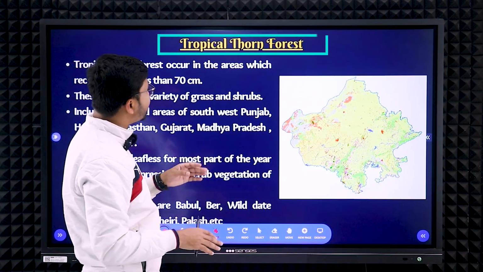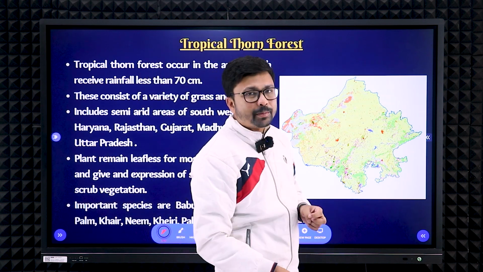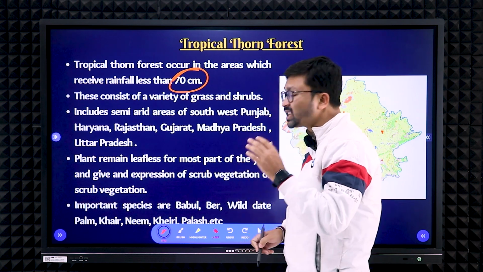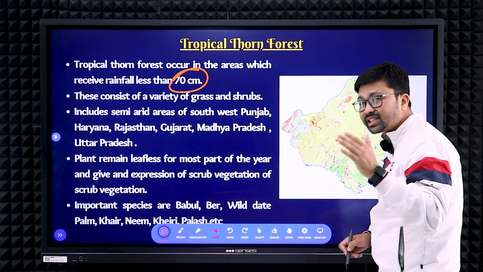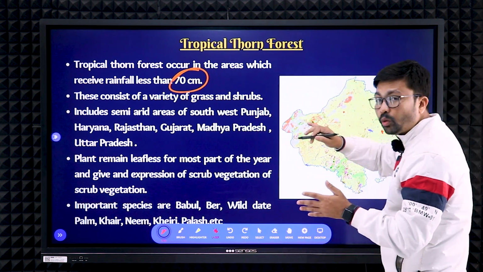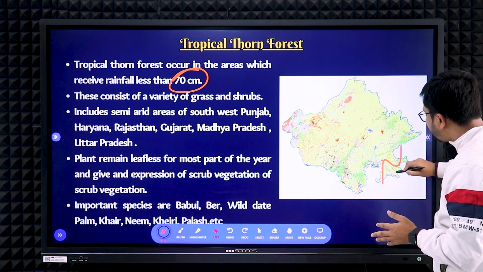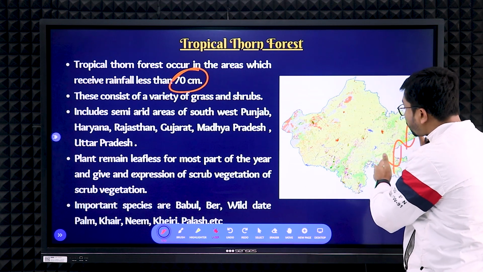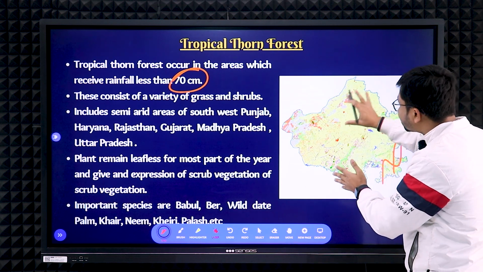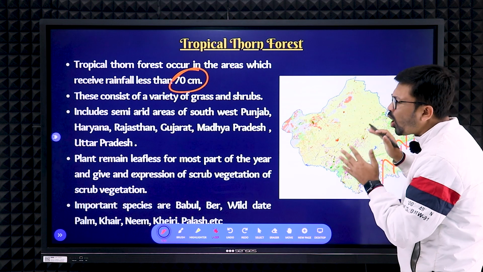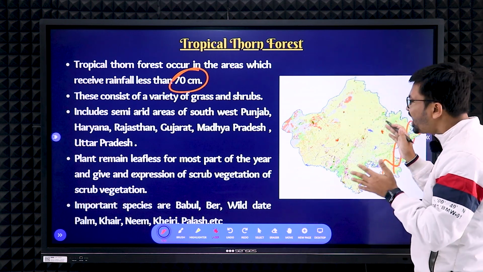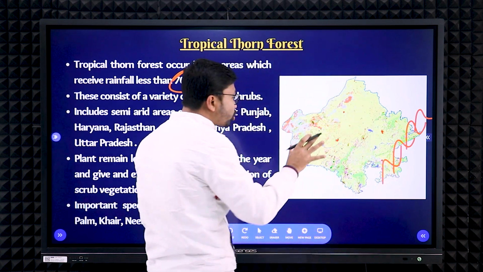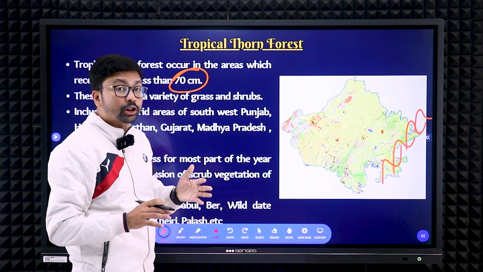Next we will discuss the tropical thorn forest, where the rainfall is less than 70 centimeters. In India we get less than 70 centimeters of rainfall in the western part, where the Aravalli mountain is. So when the southwestern monsoon enters, it will not be blocked by the Aravalli mountain. So in this area there is basically no rain, or if there is rain, it will be less than 70 centimeters per year. So Gujarat and Rajasthan are the areas where we get tropical thorn forest.